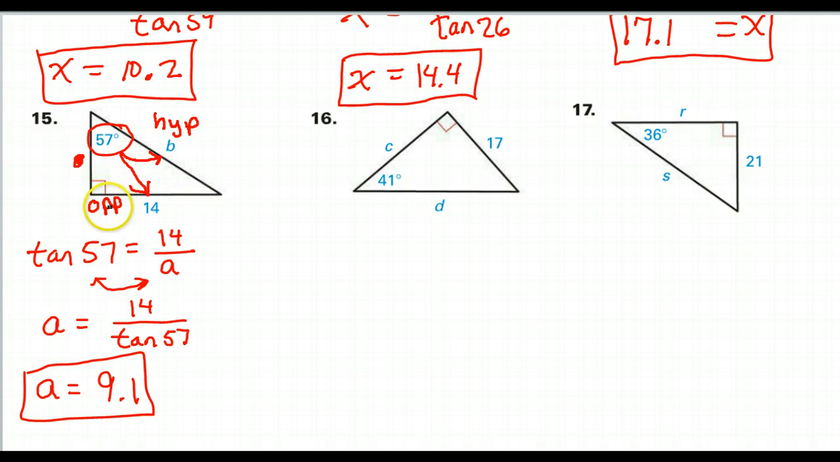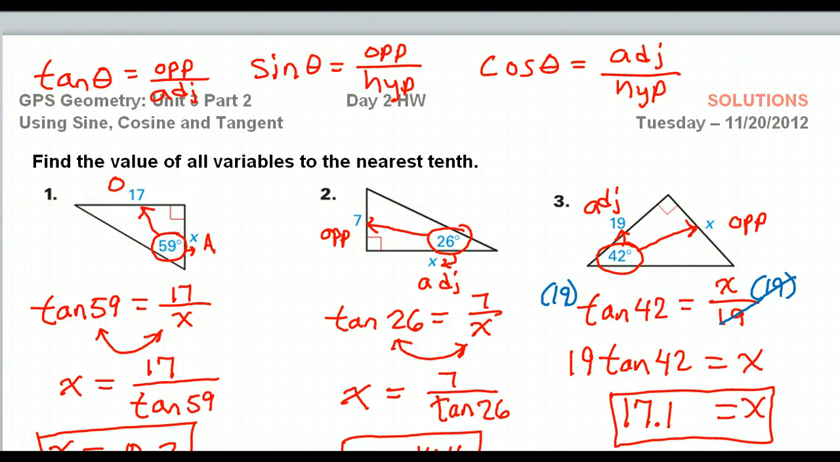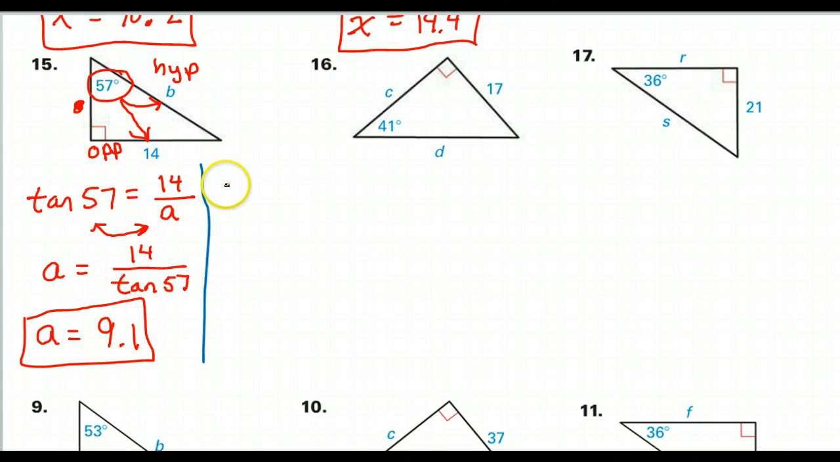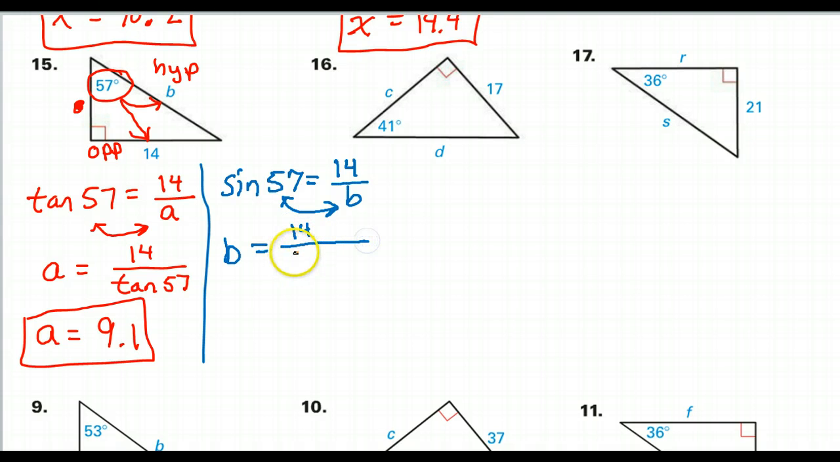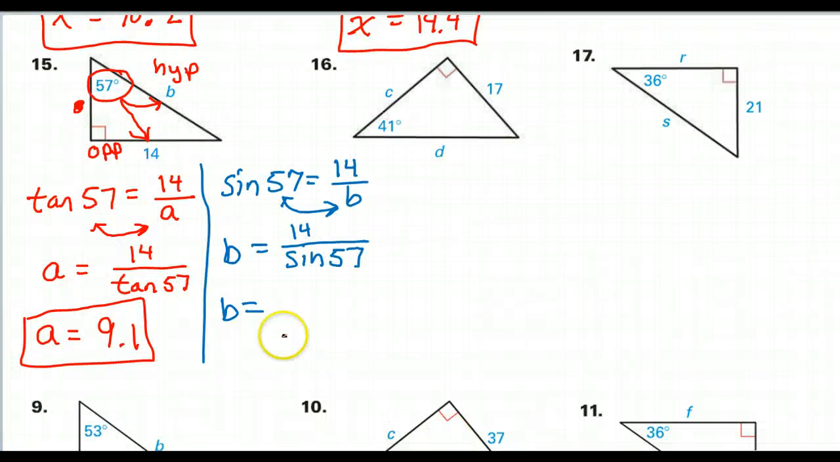So which trig function is opposite over hypotenuse? Opposite over hypotenuse, well, that's the sine function. So that tells us that we will use the sine function. Okay, so I will say sine of 57 is equal to 14 over B. Okay, when the variable is in the denominator, that's when I reverse the equation like this. So that will give me B is equal to 14 over sine 57. So therefore B equals 14 over sine 57 is 16.7. Let's round that up. So 16.7.